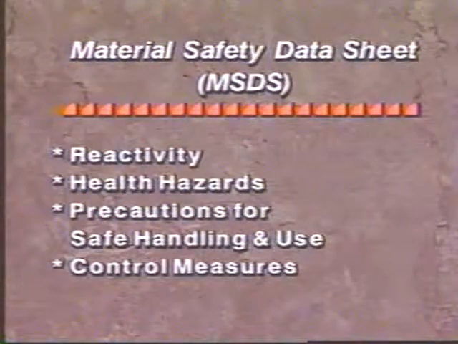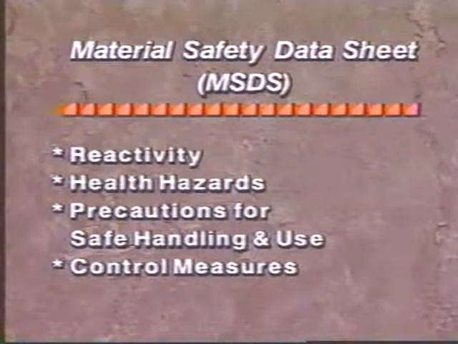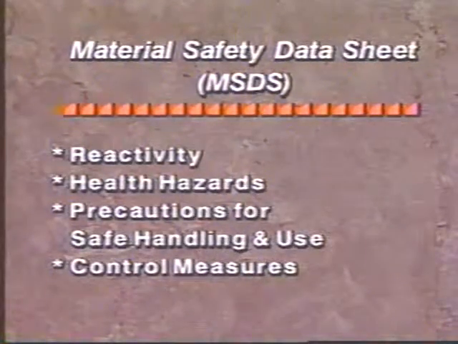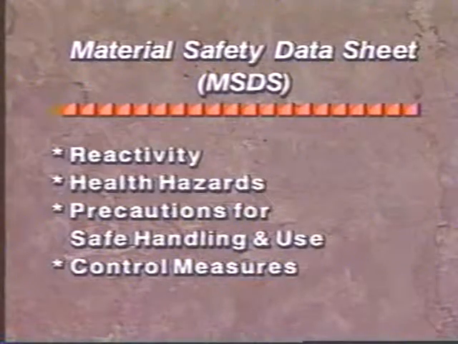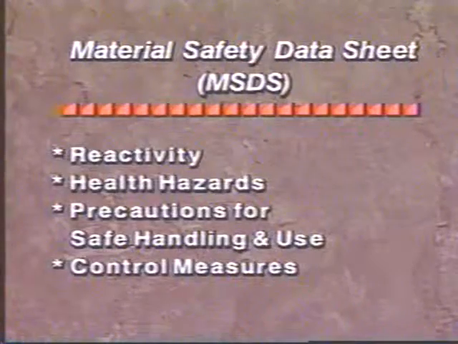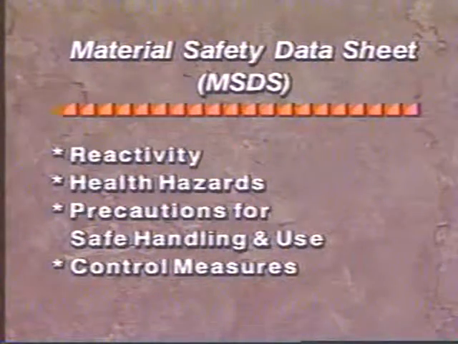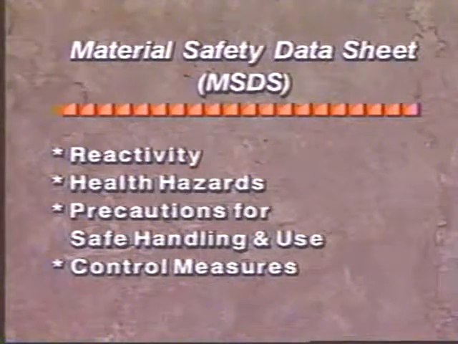Section 8 will explain control measures to reduce harmful exposure. This will include engineering controls, safe handling procedures, and personal protective equipment. Information is often included on the use of eye protection, protective clothing, gloves, and respirators. The material safety data sheet gives you everything you need to know to work safely with chemicals.